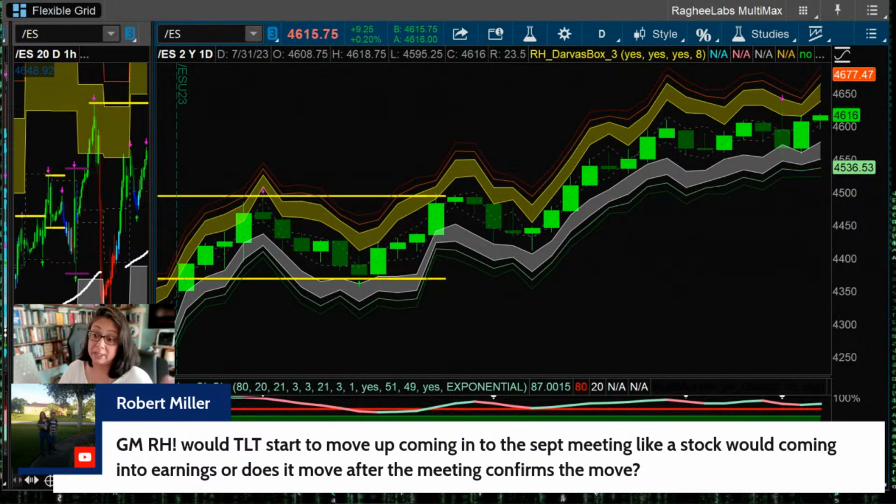compartmentalizing trading into, well, today's a bullish day and tomorrow's a bearish day, or this is a bullish month and this is a bearish month. It is what the market structure says it is.